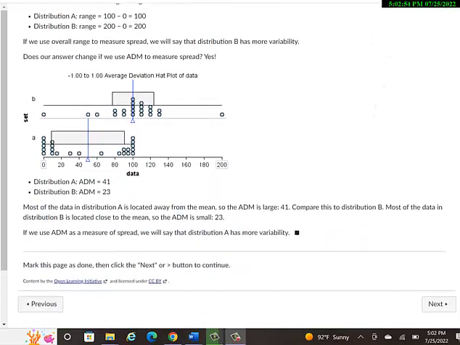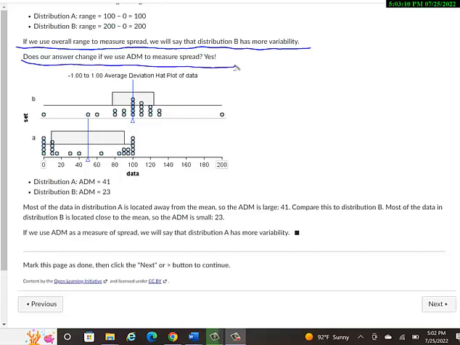So now we'll look at the average deviation from the mean. We haven't calculated that yet. If we use overall range to measure spread, we'd say that distribution B has more variability because it had the very high point and a very low point. But our answer will change if we use average deviation from the mean.